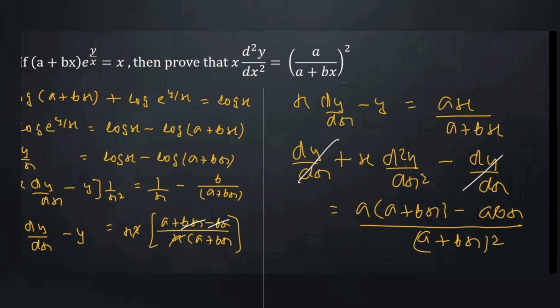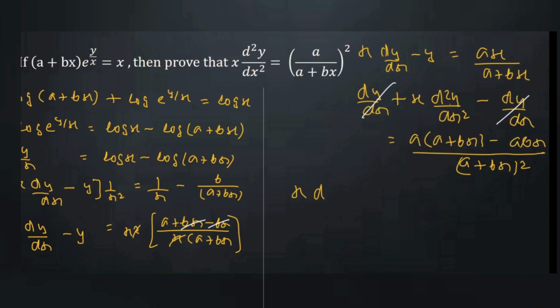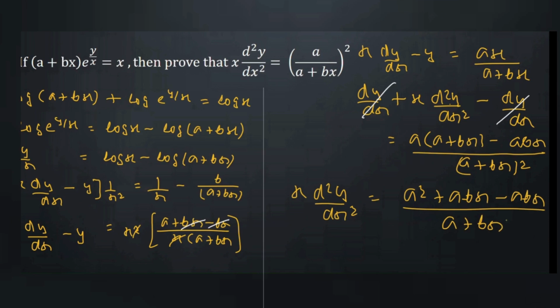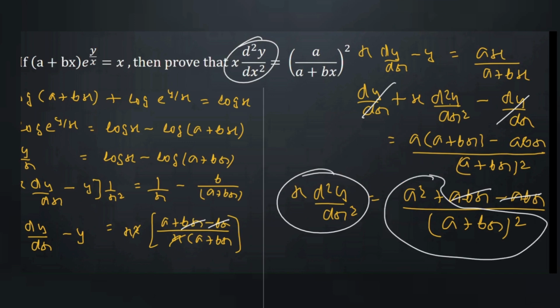So now what we are left with, on the left hand side, is x times d square y over dx square, and on the right hand side, on opening this bracket, we get a square plus abx, and there's a minus abx over here, that whole divided by (a plus bx) whole square. Now I can see that this abx and abx get cancelled. This is what we needed to prove, that x times d square y over dx square equals a square over (a plus bx) whole square. So this is how we prove this question.